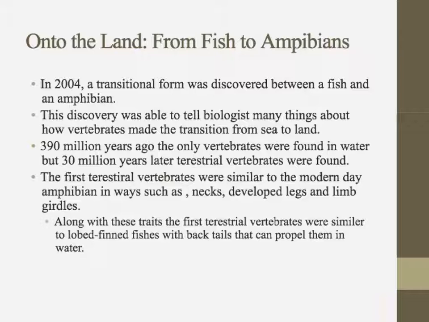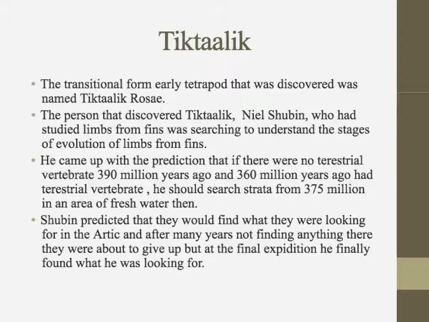The first terrestrial vertebrates were similar to the modern-day amphibian in such ways, where they have necks, developed legs, and limb girdles. Along with these traits, the first terrestrial vertebrates were similar to lobe-finned fishes with back tails that can propel themselves in water. The transitional form of early tetrapods was discovered, and the name was Tiktaalik rosei.